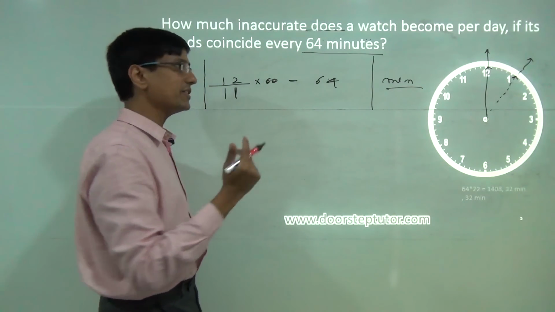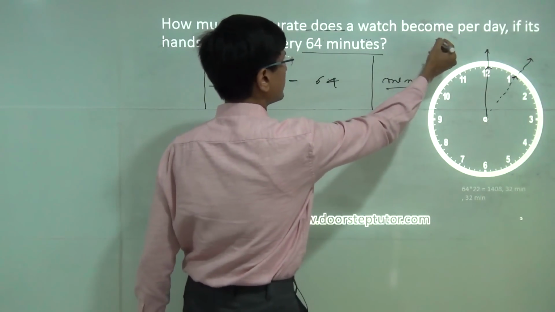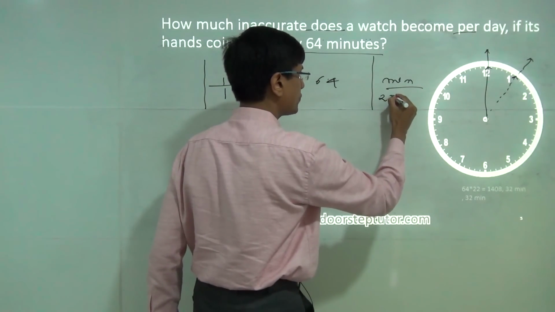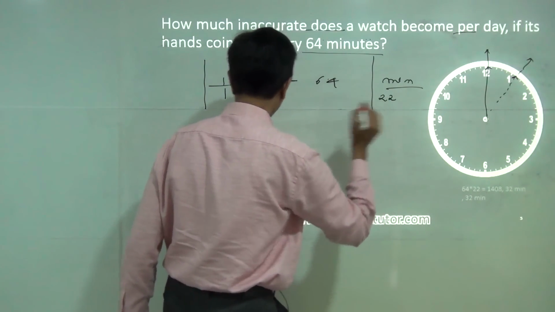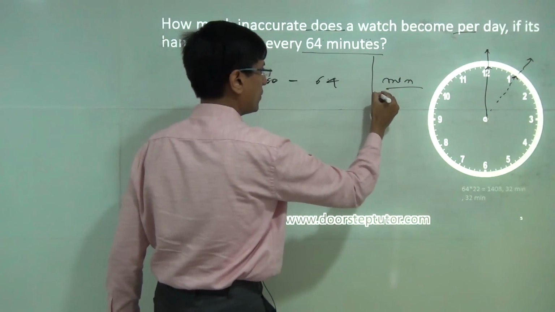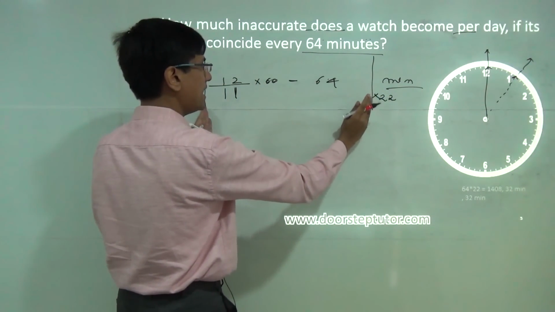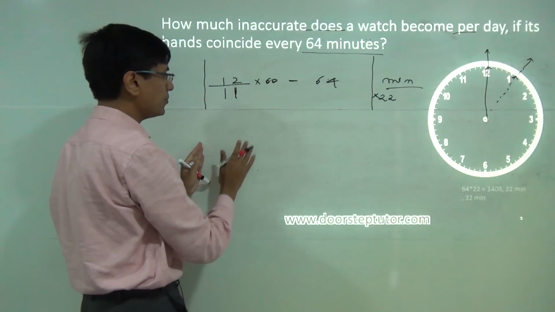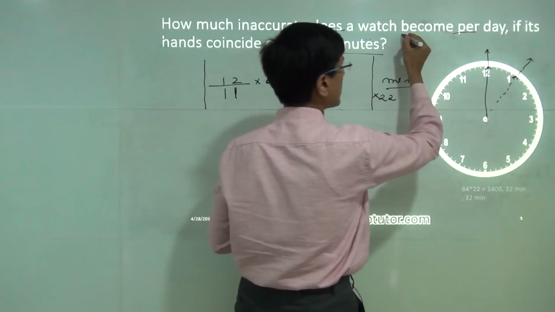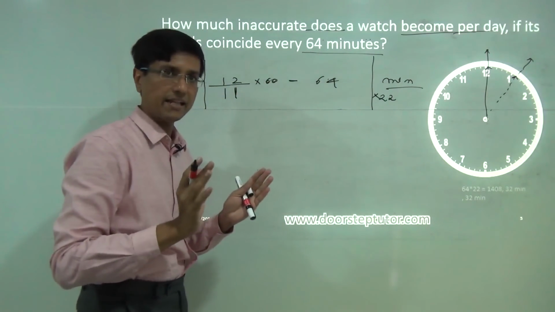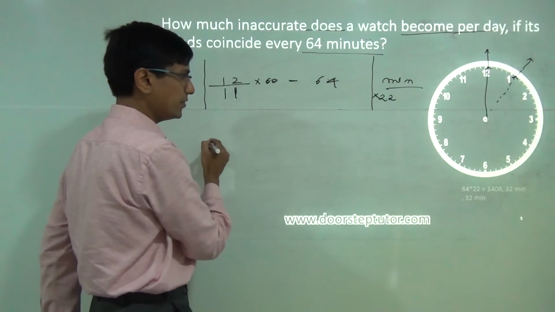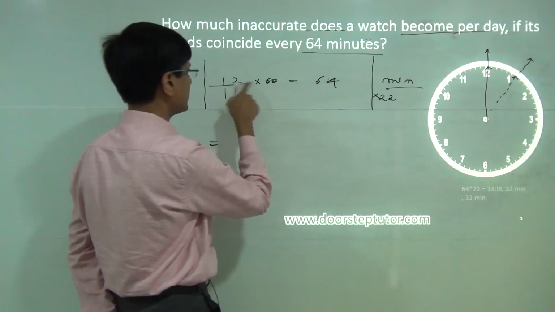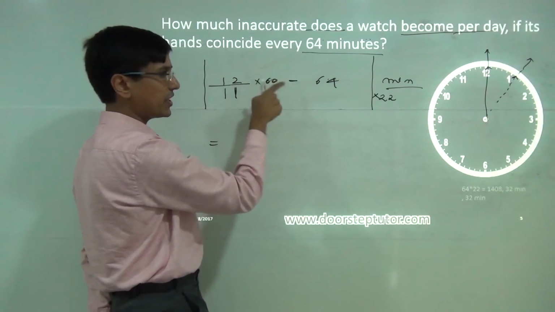How many intersections are there in a day? We are being asked per day. How many intersections are happening per day? We know it is 22, which is 11 into 2. Now this is inaccuracy per intersection. We multiply by 22. This is the amount of inaccuracy introduced per day. This is the answer. You can simplify it. So 11 you take inside. Don't start dividing here.